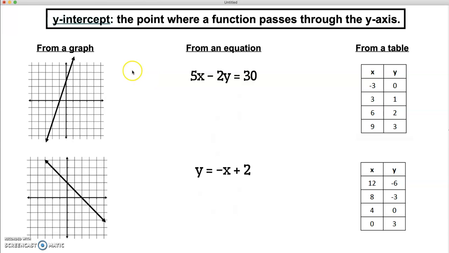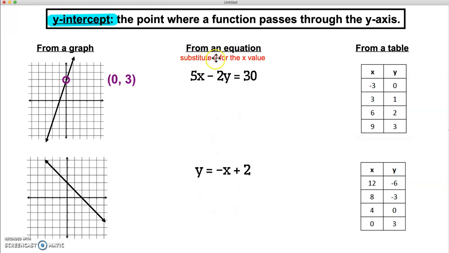Now we're going to talk about the y-intercept. The y-intercept is where the function passes through the y-axis. So here we see the point 0, 3 is the point where it crosses the y-axis. Notice in the point that the x value is 0 for the y-intercept. So that's how we're going to solve it from an equation.